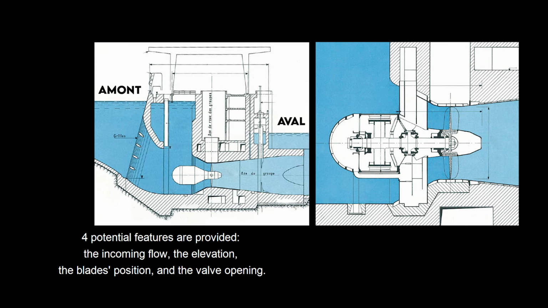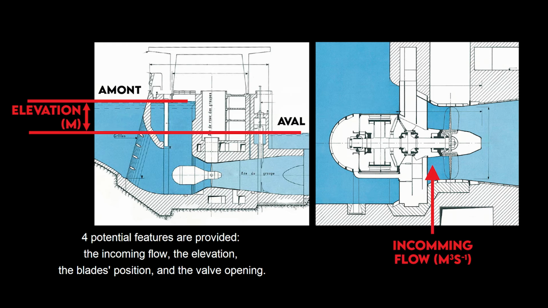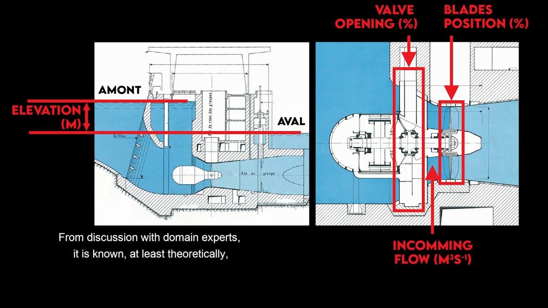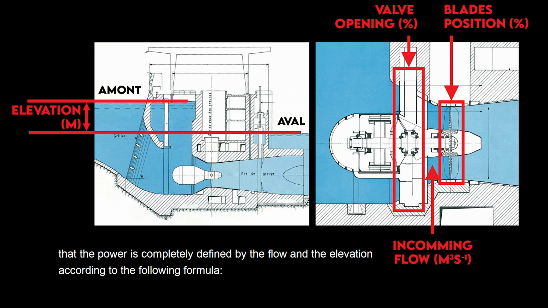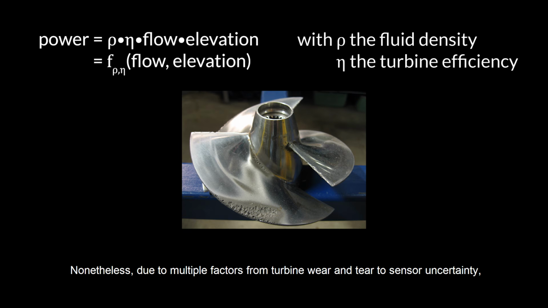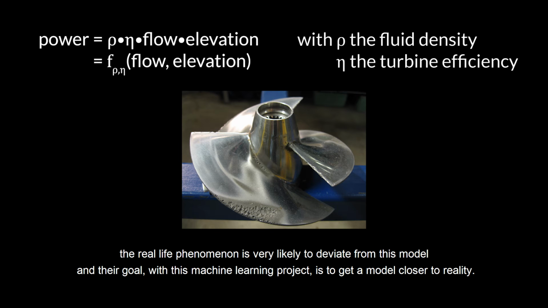4 potential features are provided: the flow of the river, the elevation, the blade's position, and the valve opening. From discussion with domain experts, it is known, at least theoretically, that the power is completely defined by the flow and the elevation according to the following formula. Nonetheless, due to multiple factors from turbine wear and tear to sensor uncertainty, the real-life phenomenon is very likely to deviate from this model, and their goal with this machine learning project is to get a model closer to reality.